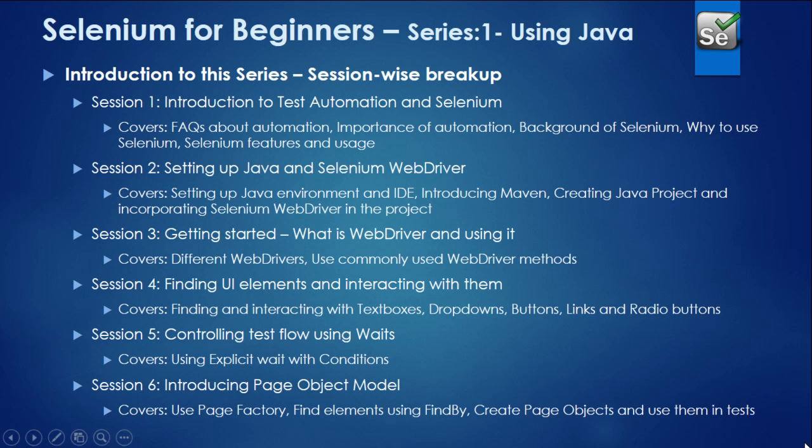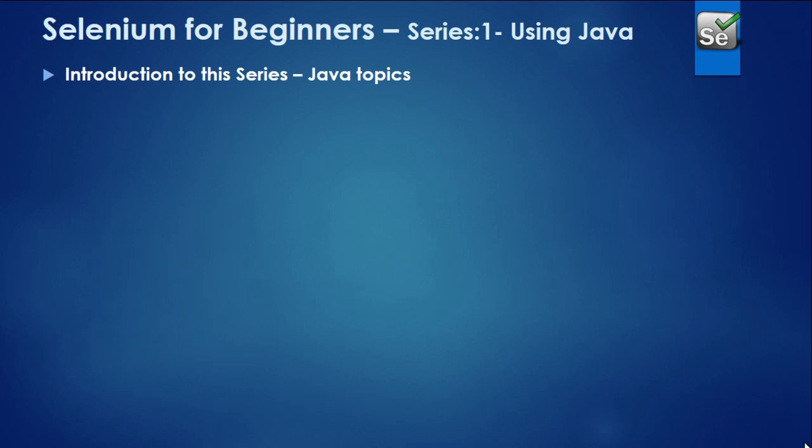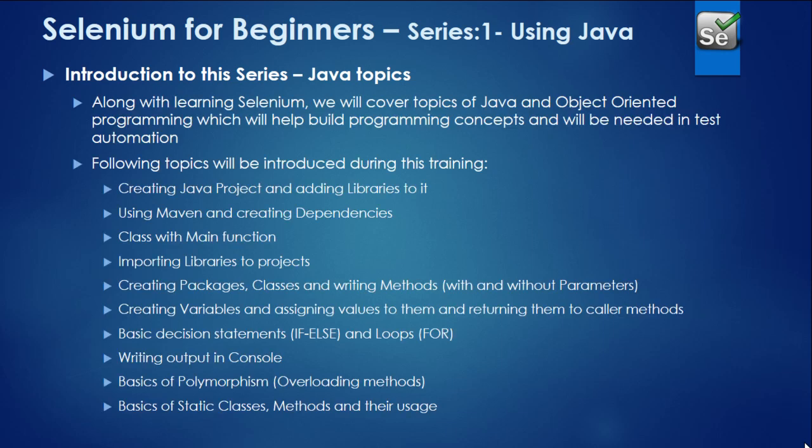And as mentioned previously, we will also review some of the Java topics which are necessary to get you started with automation. So during the course of these sessions, we will cover the following Java topics. By covering these topics, we will enable you to have enough programming skills which will help you in your automation tasks.